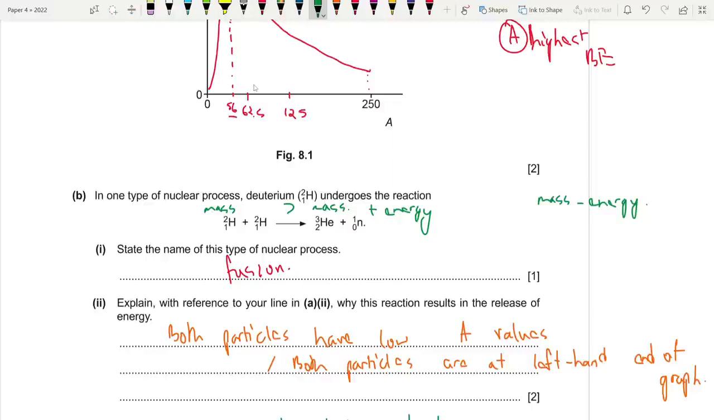So the main reason why a fusion reaction releases energy is because the total mass of the resulting single nucleus is less than the mass of the two original nuclei. Do you guys understand? Since the mass of the resulting nucleus is less than the mass of the initial nuclei, obviously some mass has been converted to energy.